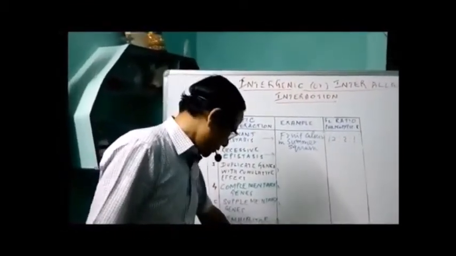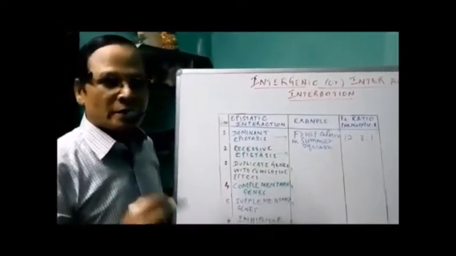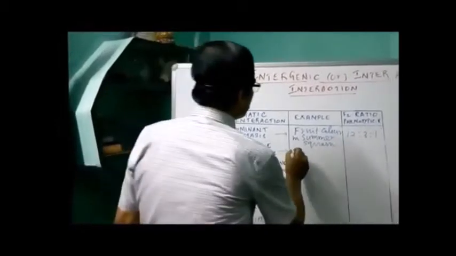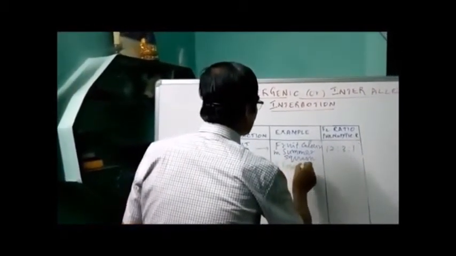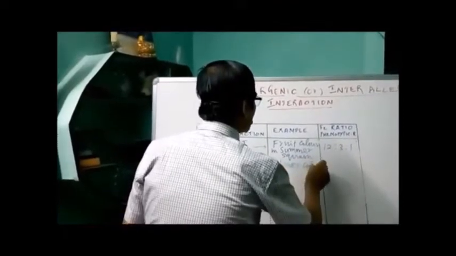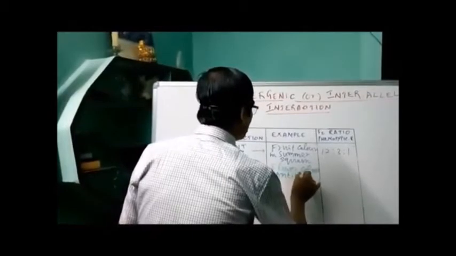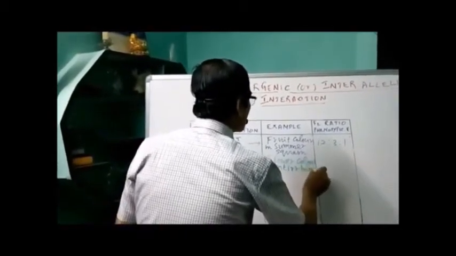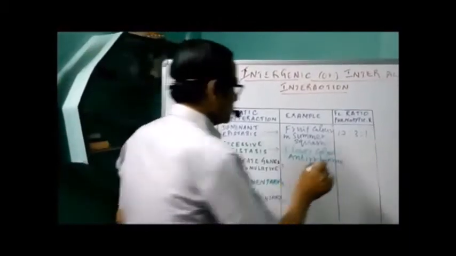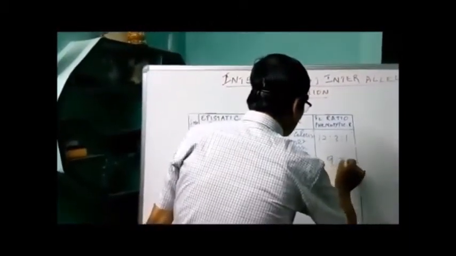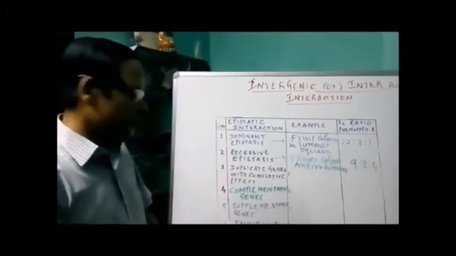Now we go to the next one, recessive epistasis. Here the example is the flower color in snapdragon, that is Antirrhinum. So what is the ratio obtained here? The modified ratio is 9:3:4. This is the modified ratio for what is called recessive epistasis.